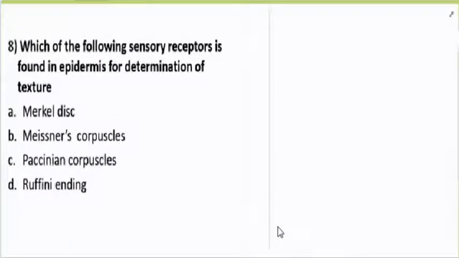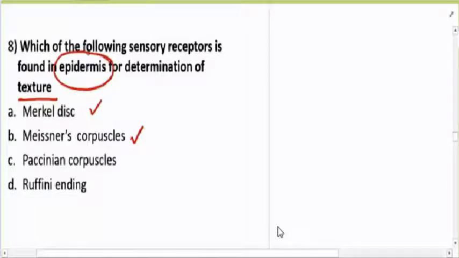Which of the following sensory receptors is found in epidermis for determination of texture? Now, for texture, there are two receptors, that is the Merkel's discs and the Meissner's corpuscle. Now, how do we decide what is the answer which is going to be the best answer over here? See, the fact is, in the question, they have mentioned in the epidermis. And what is located in the epidermis? In the epidermis is the Merkel's disc. So the answer here becomes Merkel's disc.